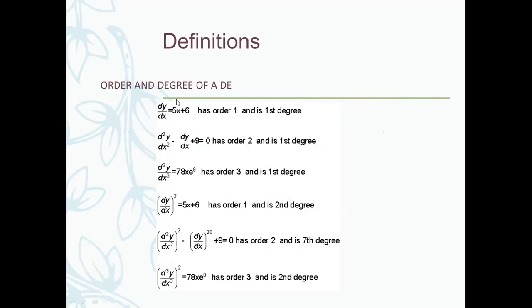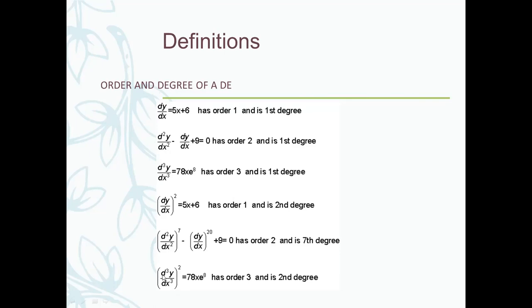Here you have simple examples of the order and the degree of the DE. The first one is first order, first degree. This is second order, first degree. This is third order, first degree. We can conclude that the first three examples are all linear, because all the derivatives are raised to an exponent of one. In these two we have only one derivative, and here we have two, but this one is also raised to an exponent of one. So we can say that these three examples are all linear. What about the last three here?